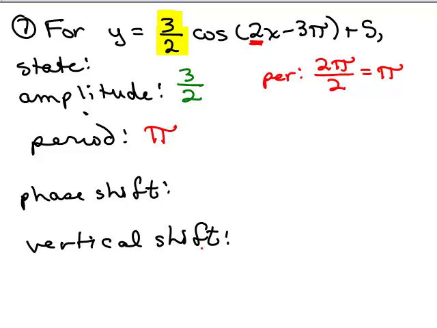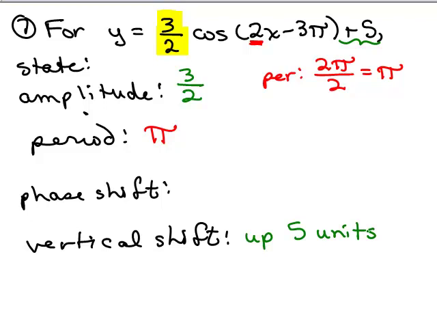I'm going to skip to the vertical shift because that's easier than the phase shift. The vertical shift is whatever is added or subtracted to the function. And so over here we've got that the vertical shift is plus 5, so that's going to be up 5 units.